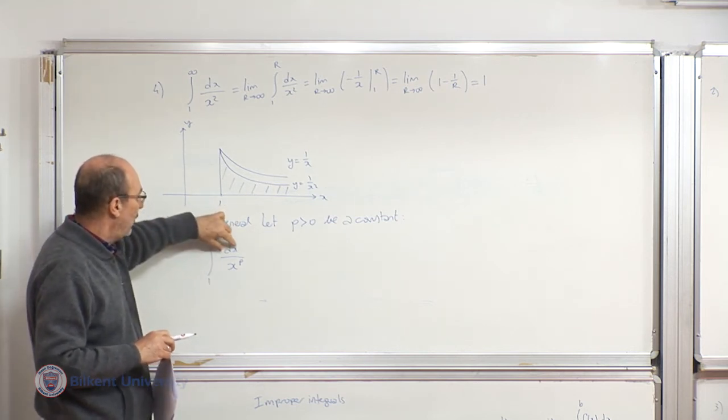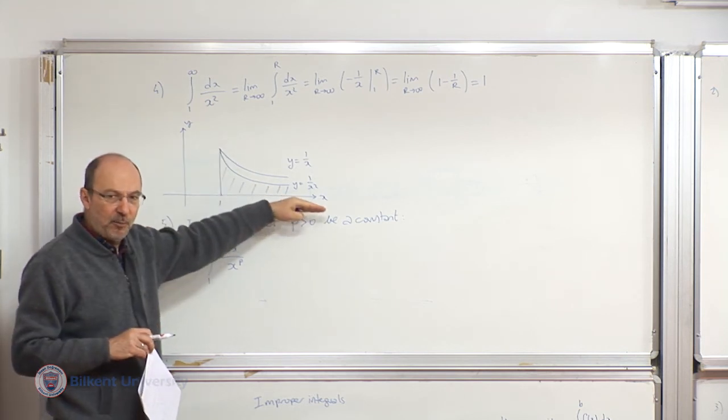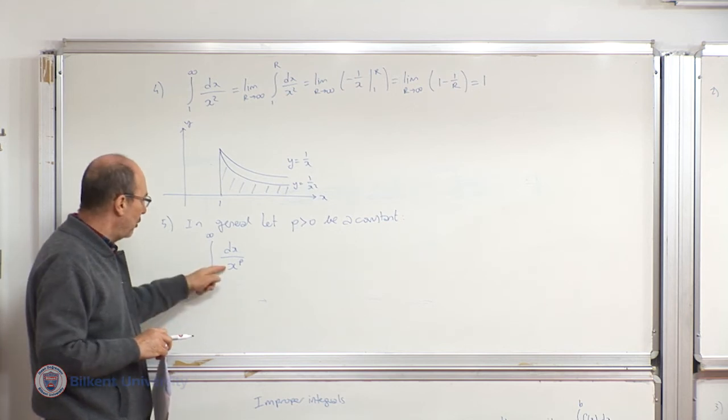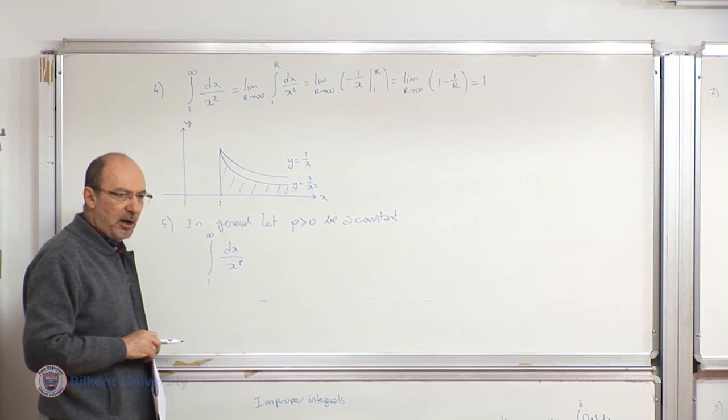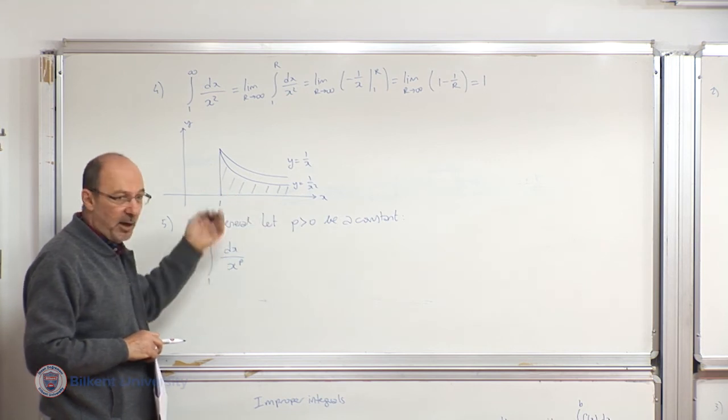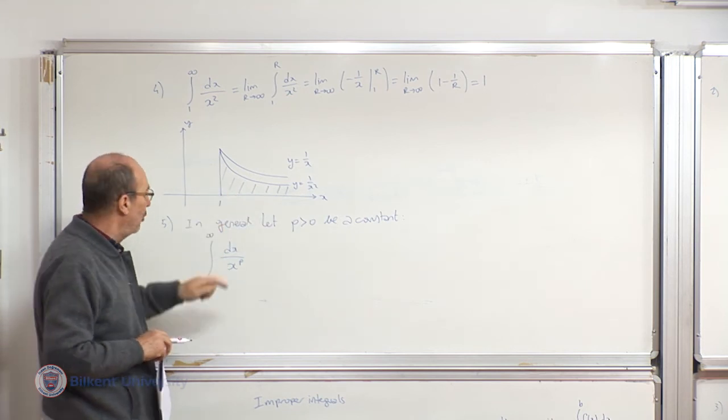So the problem becomes meaningful and interesting if the function goes to 0. Now, does it cut off finite area or not? Okay, so when p is positive, the curve 1 over x to the p cuts off some area. Is it finite or not? That's what we are looking at.